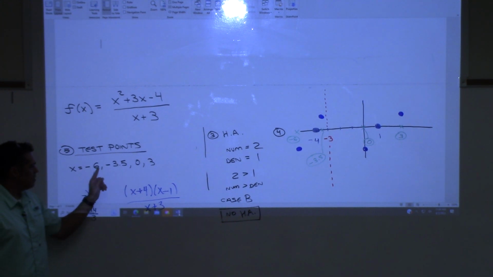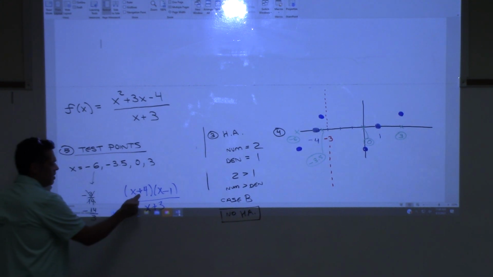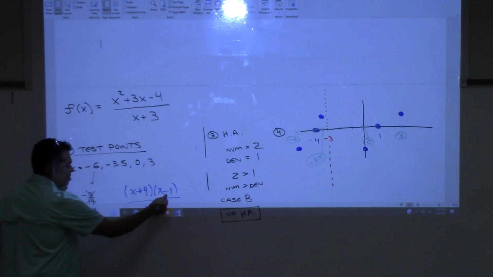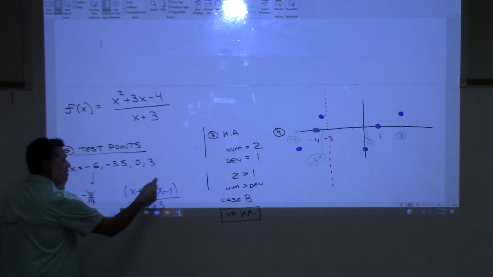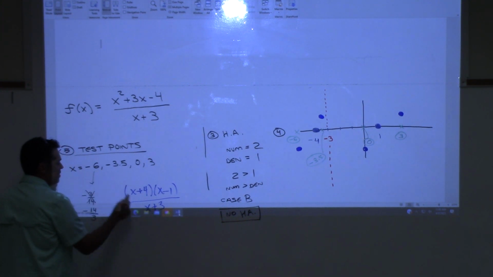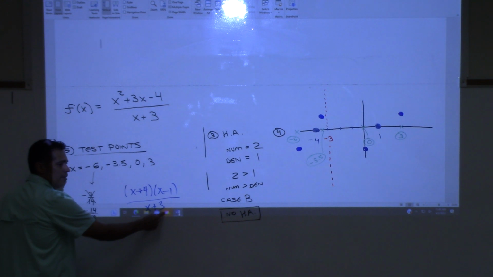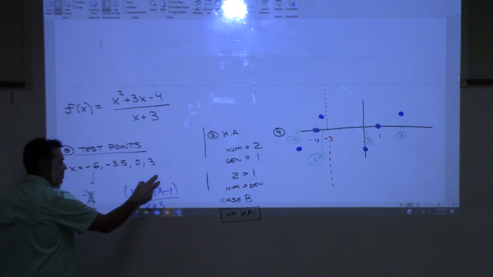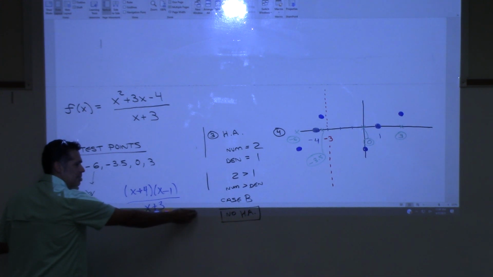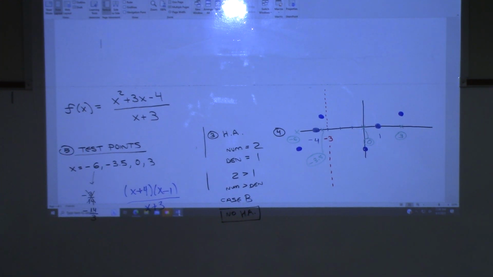Let's just check it. -6 in here would give you what? Negative. -6 here would give you, careful, -6 take away 1, negative, so you have 2 negatives. And on the bottom, -6 in here would give you negative. So you have 2 negatives and a negative. These 2 negatives together is positive, so positive over negative is negative. So you get the negative when you plug in negative 6.